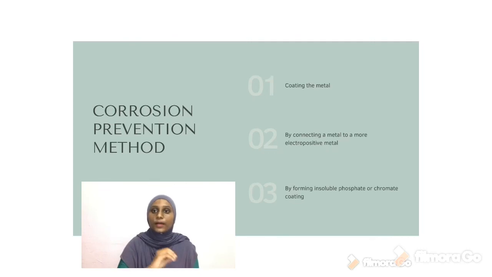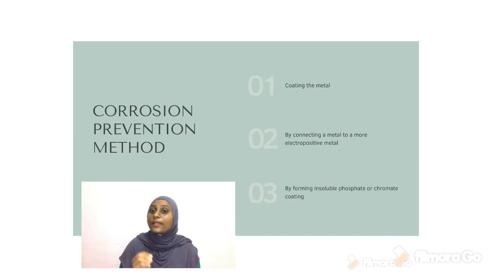For number 2, connecting to a more electropositive metal: as long as the more electropositive metal is present, the given metal will not get corroded. For instance, you can protect iron from corrosion by connecting a block or plate of zinc or magnesium. This method of protection is known as cathodic protection.